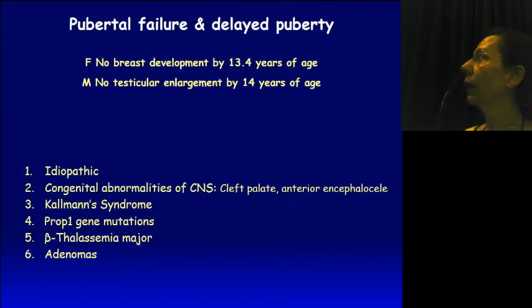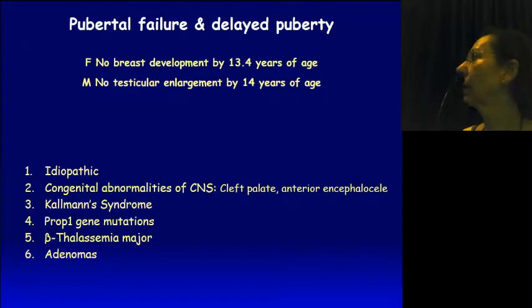In girls, pubertal failure or delayed puberty is defined as no breast development by the age of 13 years. In boys, no testicular enlargement by the age of 14 years. And the causes may be different.